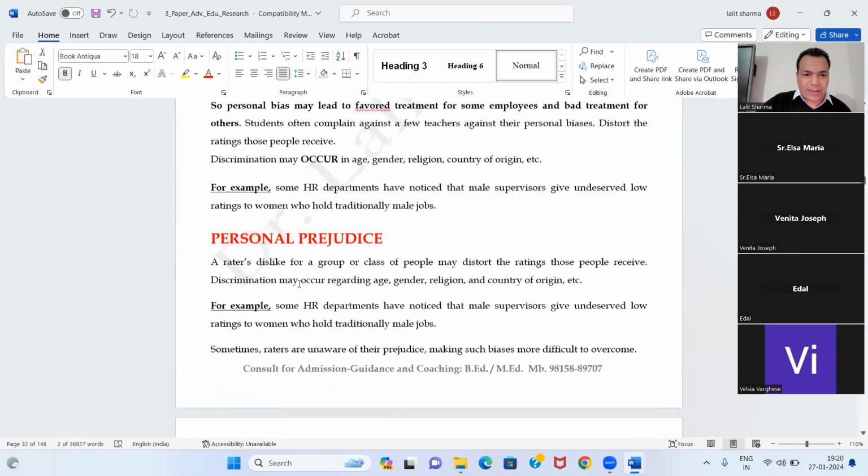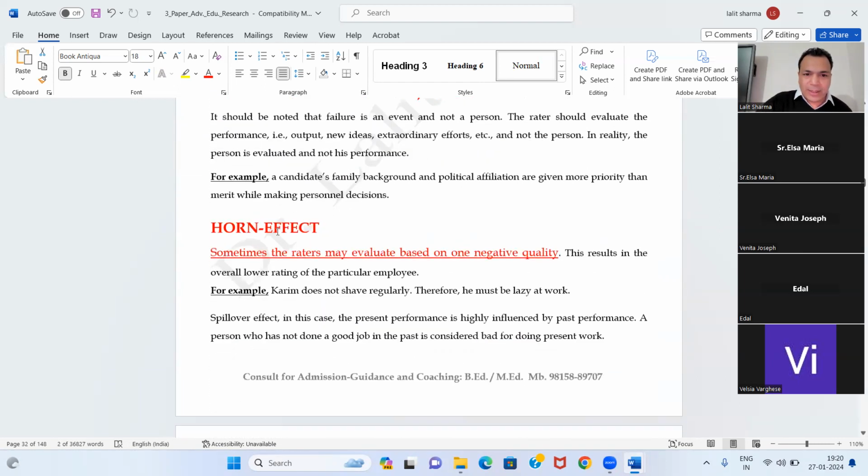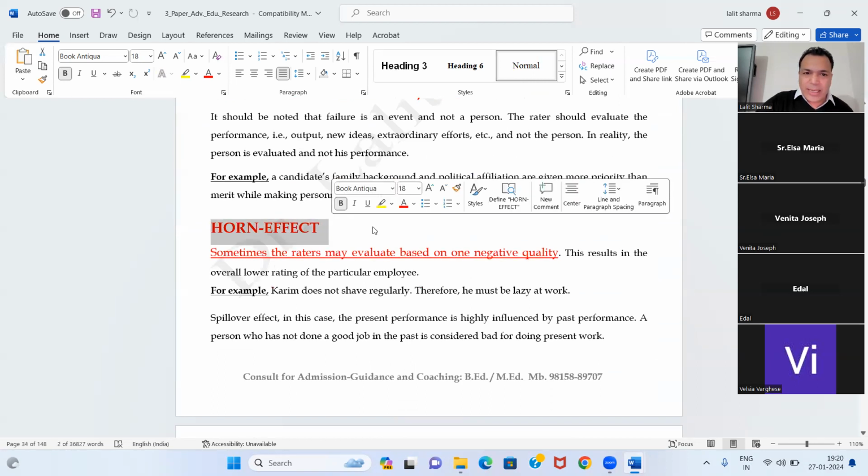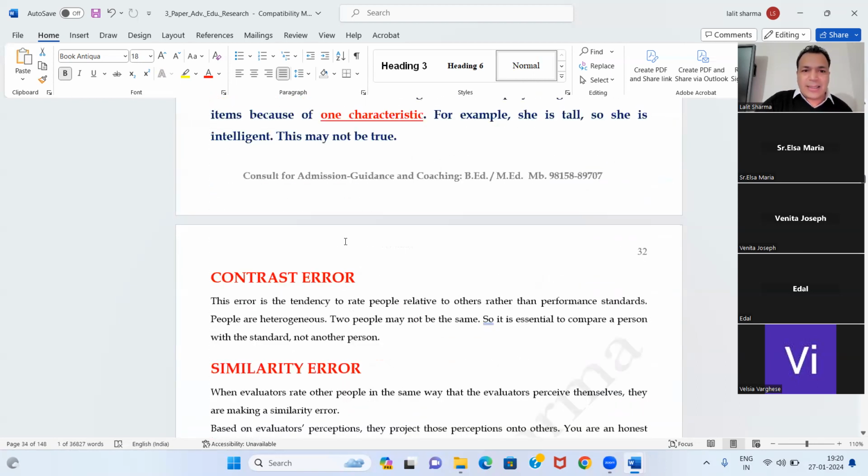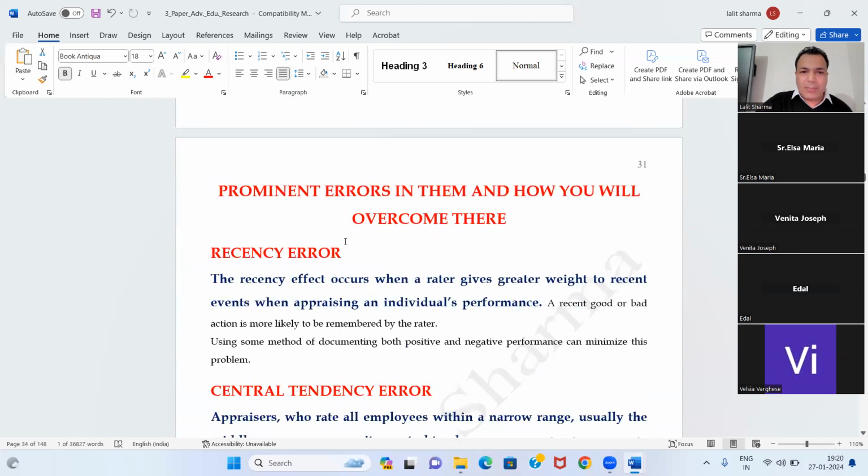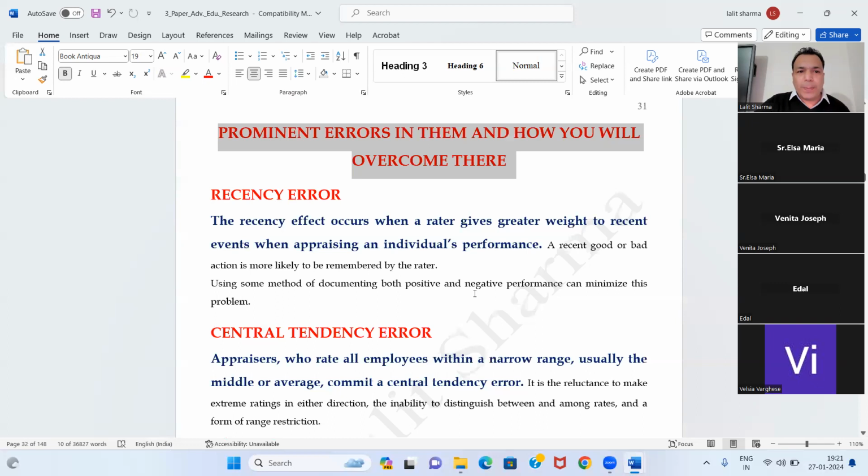ये रहा लास्ट में हॉर्न इफेक्ट, ये देखो, ये रहा हॉर्न इफेक्ट. ओके, तो ये सारे के सारे क्या चीज हैं? These are all the prominent errors which basically you do, right? Recency error क्या है?